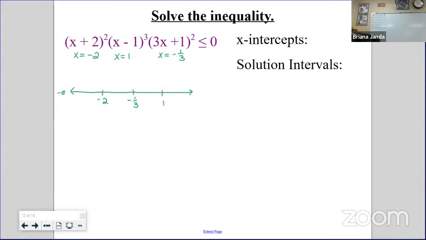The nice part about these sign charts is even if we end up with some ugly numbers on there, like -1/3, it doesn't necessarily mean we have to pick ugly numbers between those to represent that number. Those are all zeros, right?